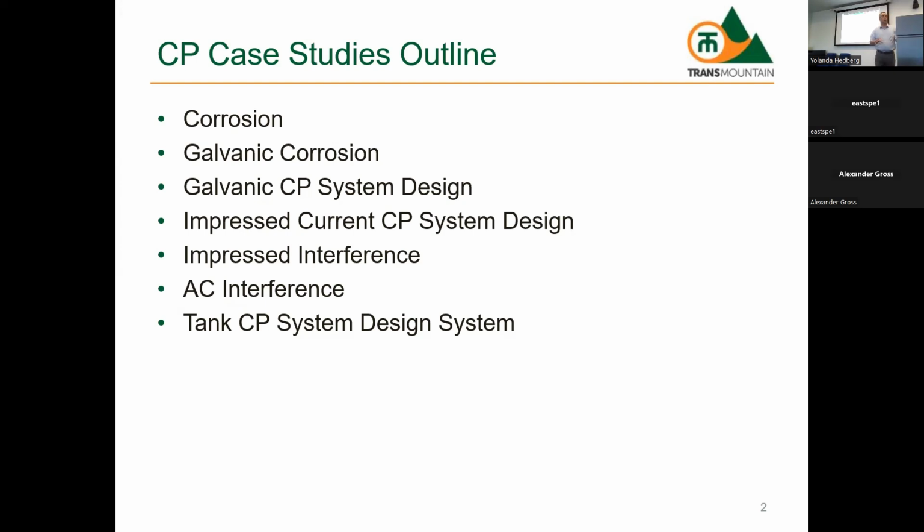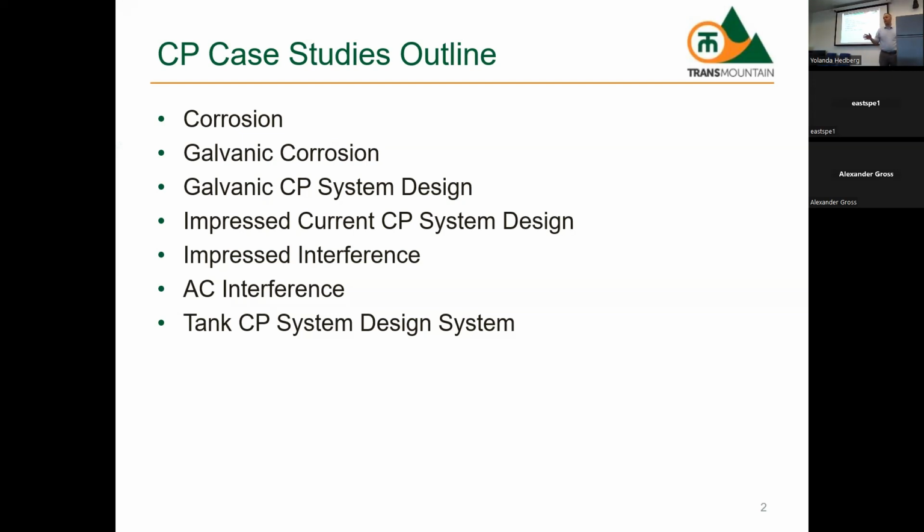Okay. Then I'll go through what it takes to design a galvanic cathodic protection system, which can also be referred to as a sacrificial system. It's where we're taking one metal to sacrificially corrode it to protect another. That's galvanic. Then I'm also going to talk about impressed current system design.